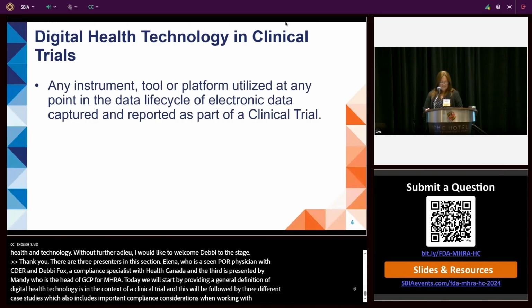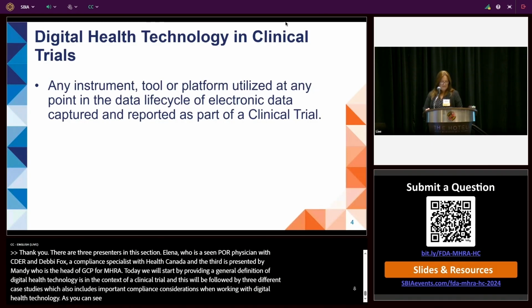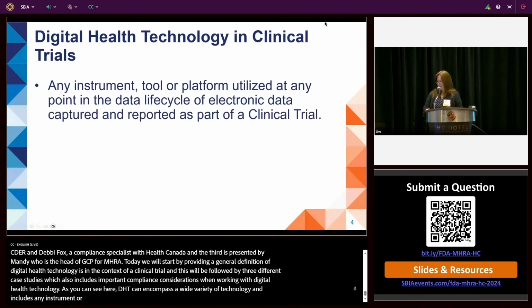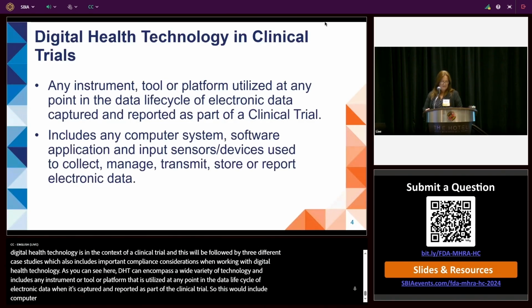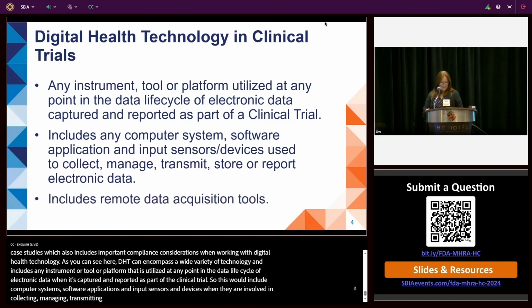As you can see here, DHTs can encompass a wide variety of technologies and includes any instrument, tool, or platform that's utilized at any point in the data lifecycle of electronic data when that data is captured and reported as part of a clinical trial. So this would include computer systems, software applications, and input sensors and devices when they are involved in collecting, managing, transmitting, storing, and reporting electronic data. And this includes remote data acquisition tools.